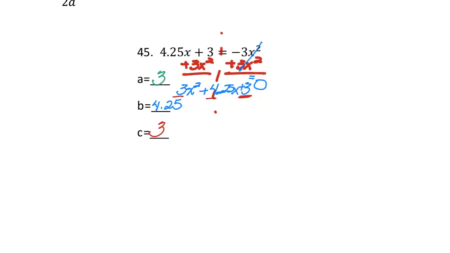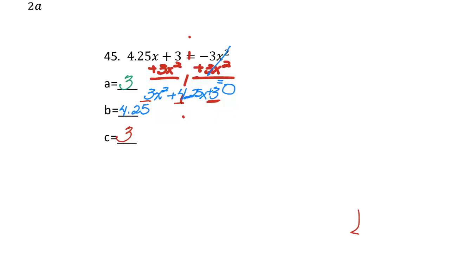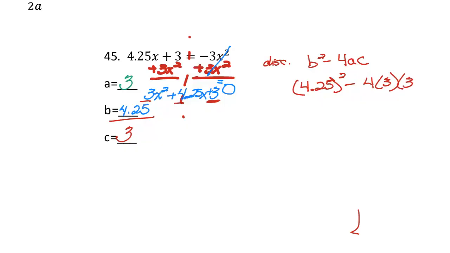So next, I want to look for the discriminant. Discriminant is the part under the radical. So that is b squared minus 4ac. B is 4.25. So I am going to square that, minus 4 times my A value of 3 times my C value of 3. Now remember, I want you to look at this as that box, that answer that you get squared, minus all of these other ones. Okay?